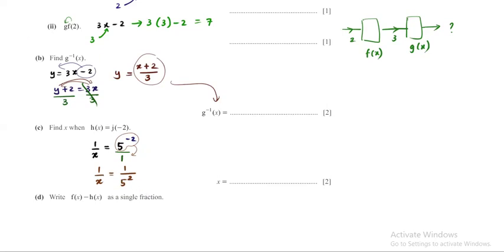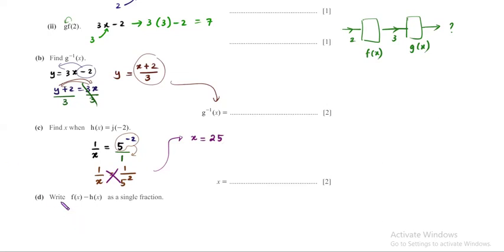Now for me to find what x is, I'm going to cross multiply. I need to make x the subject. x times 1 is equal to x. Then I have 1 times 5 to the power 2. So 1 times 5 to the power 2 is 1 times 25. That is equal to 25, which means the value of x is equal to 25. So this is what I get.